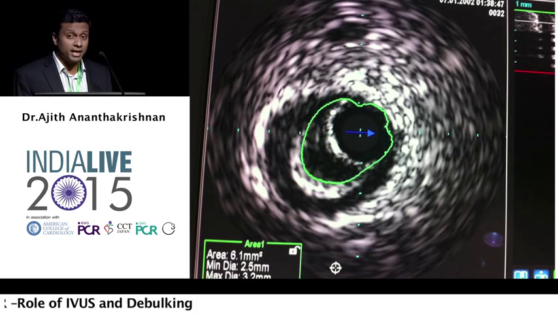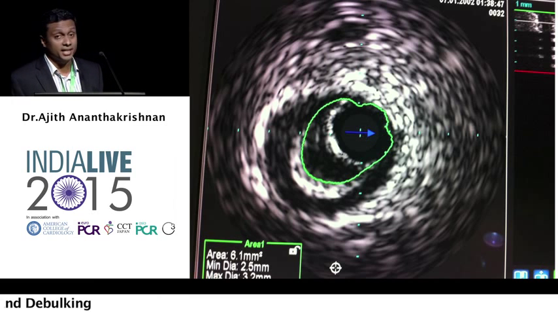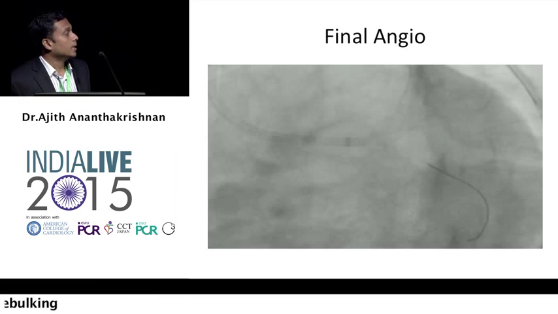And then we did an IVUS of the circumflex, which was again a good value of 6.1. It doesn't demand any stenting. There is no significant plaque shift as well. This is the final angio.